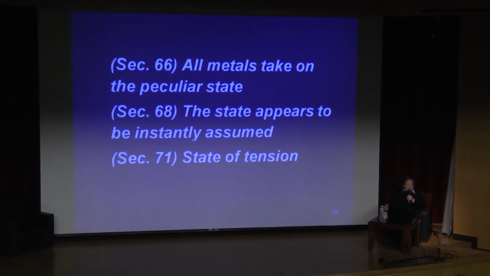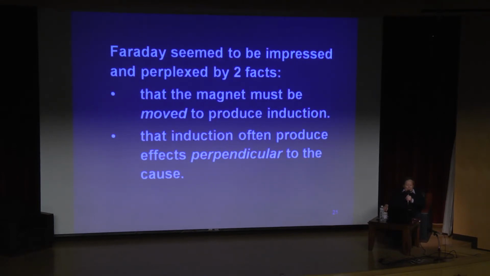One reads in section 66, all matters take on the peculiar state. In another section, the state appears to be instantly assumed. Another section calls it the state of tension. Faraday seemed to be impressed and perplexed by two facts. First, that the magnet must be moved to produce induction. A magnet which stays inside the solenoid without moving does not produce electricity. Second, that induction often produces effects perpendicular to the cause. The motion of the solenoid is horizontal, but the current in the solenoid is perpendicular to it.